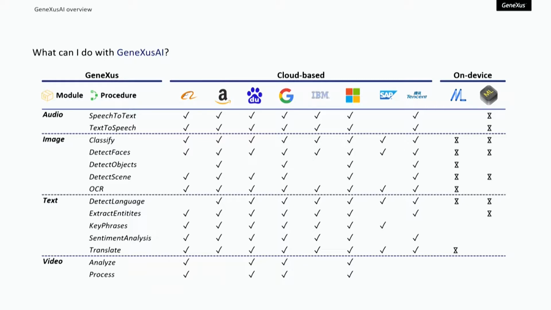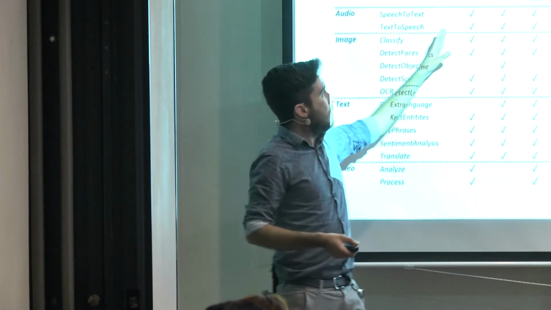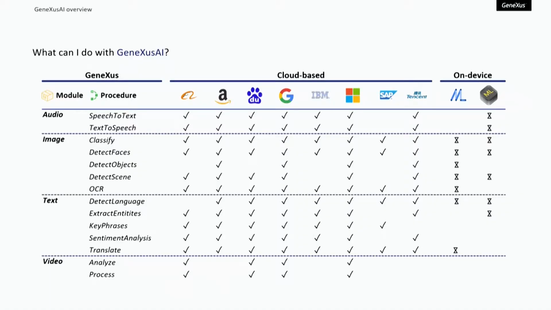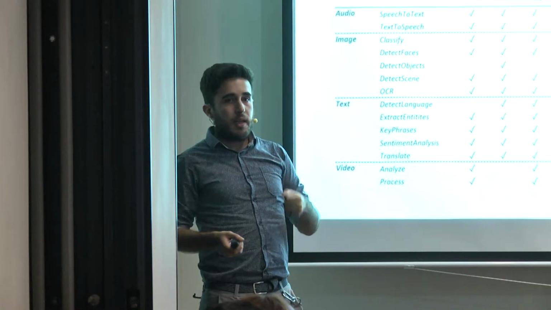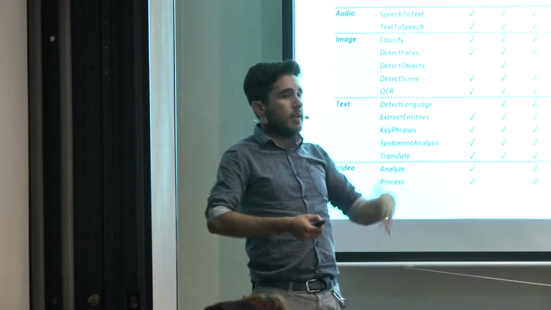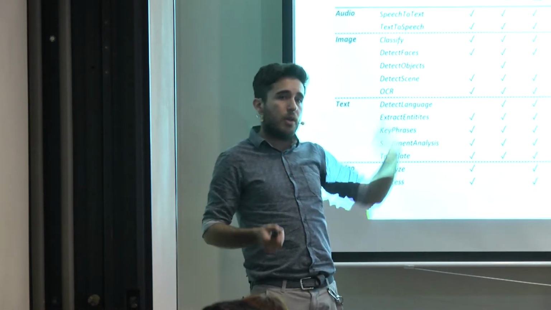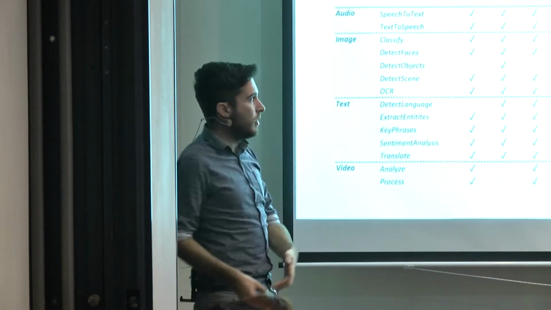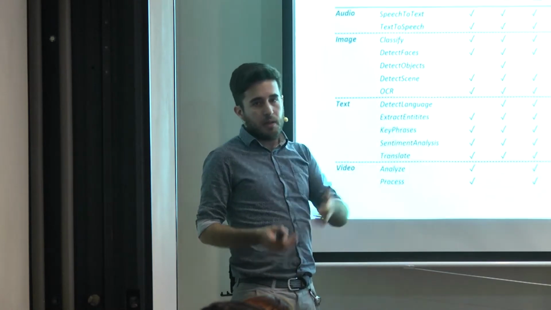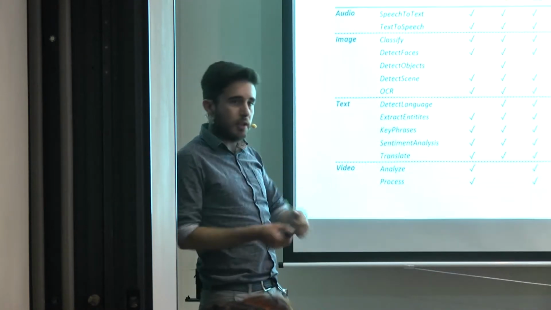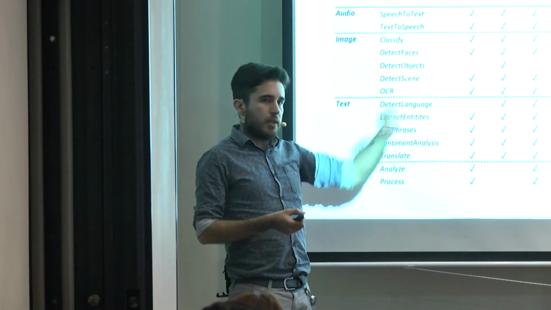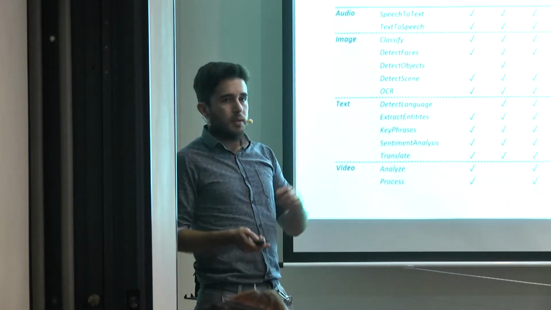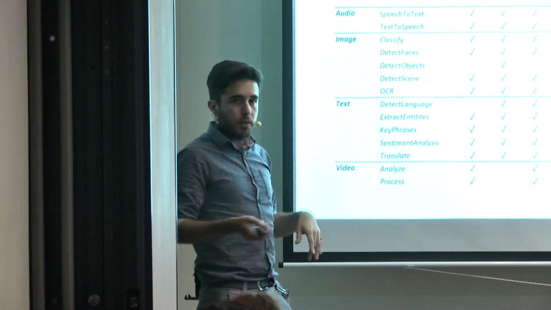The first one is Alibaba, which is a Chinese provider, Amazon, Baidu, Google, IBM, Microsoft, SAP, and Tencent, that is another Chinese. On device, instead of doing it from the cloud, they do it from their own mobile devices. We're working on those operations so that they can be available soon instead of making a request to the cloud provider. If you have any questions, please, you can interrupt me.